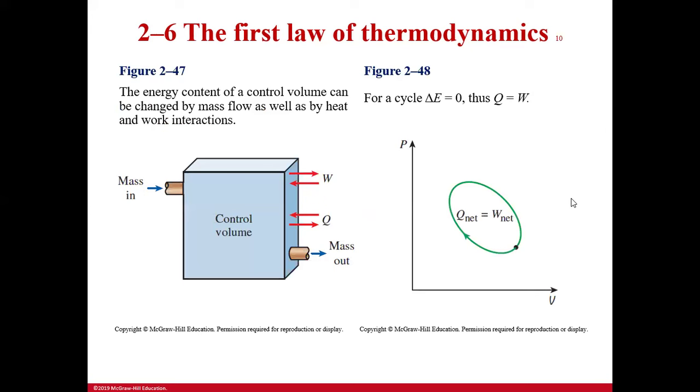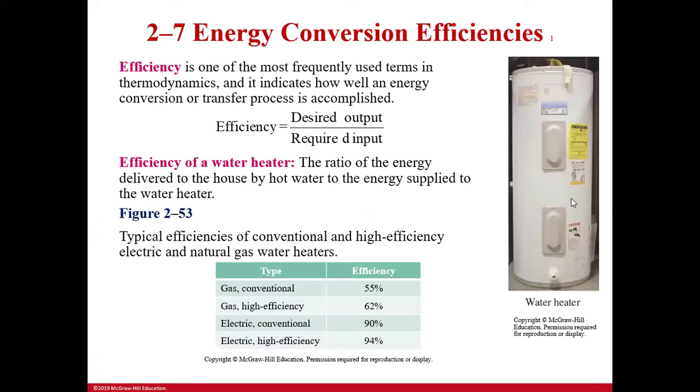So in 247, the energy content of a control volume can be changed by a mass flow as well as by heat and work interaction. And for a closed system cycle, I should say, change in energy is zero. Q is equal to W.